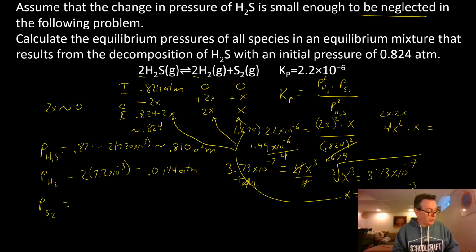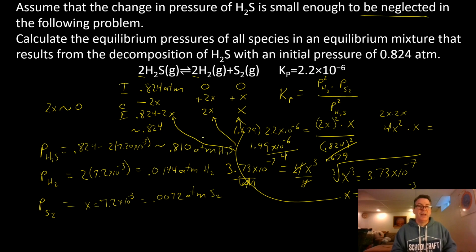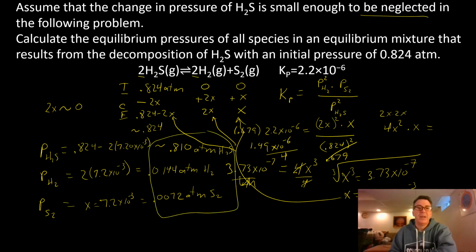And finally, the partial pressure of S2, the last one here, that's just straight up x in this case. And so that is the 7.2 × 10^-3, or you could also write it as 0.0072. And that was the atmosphere pressure there of S2. This one was H2, and this is H2S. And so those are your answers for that particular one.